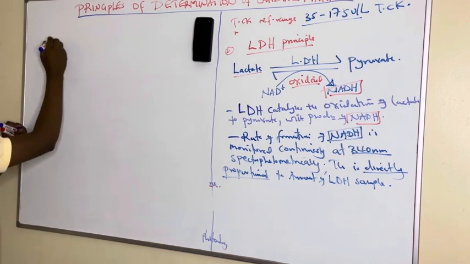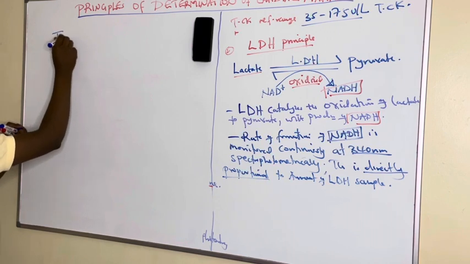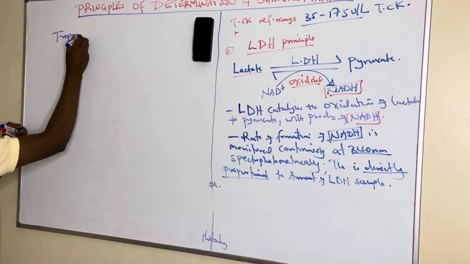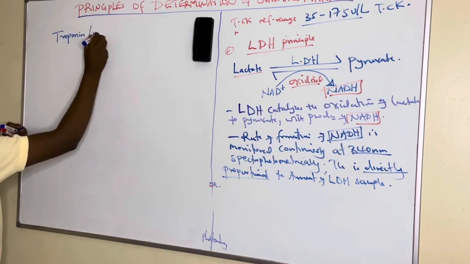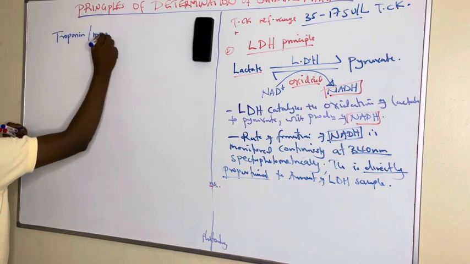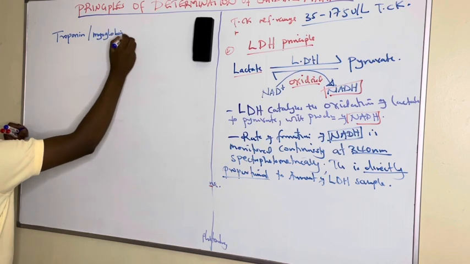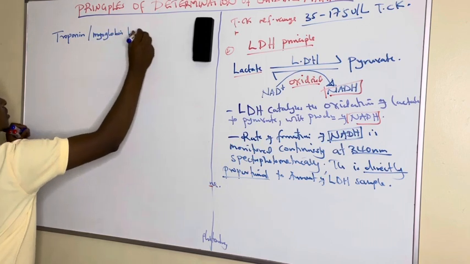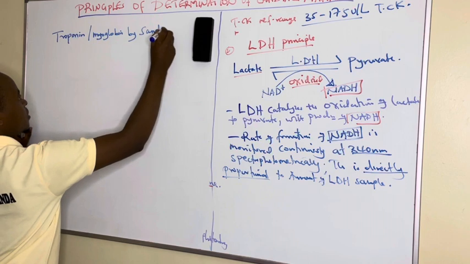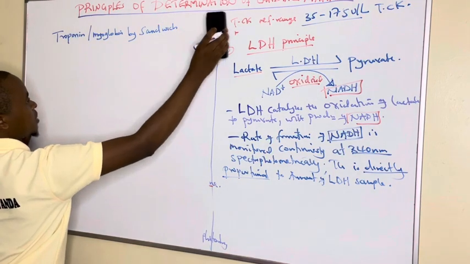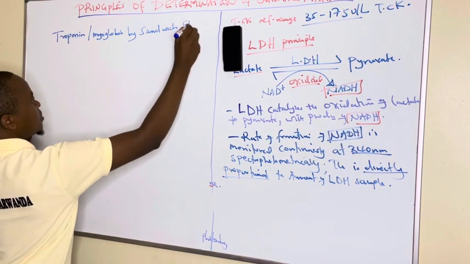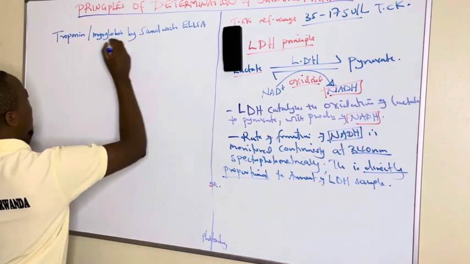So we want to look at the principle of determination of troponin and myoglobin. I want to put them together, and we are saying by sandwich ELISA.